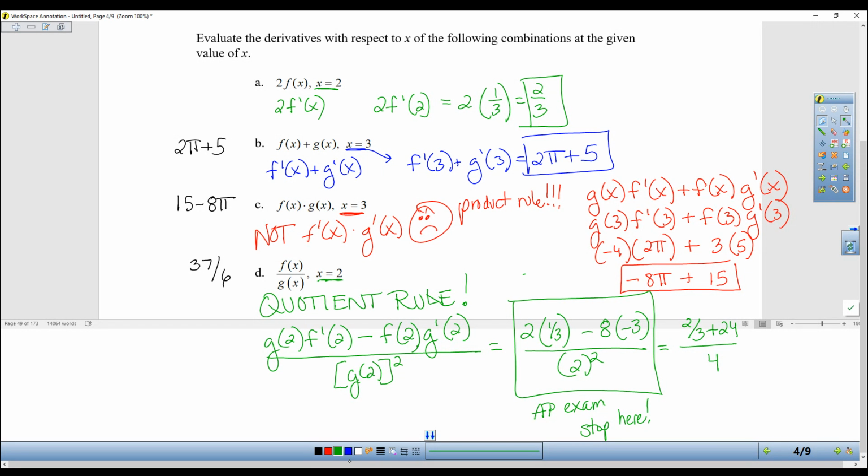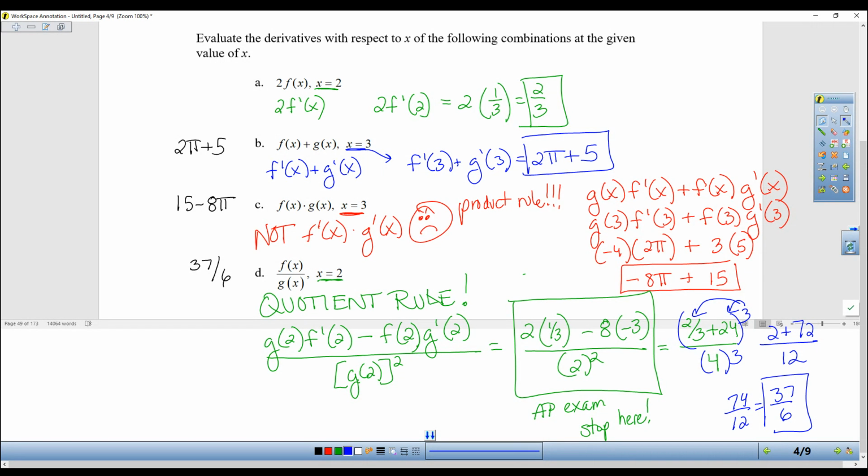So the easiest thing to do, because in a multiple choice they're not going to leave it like that, is to multiply the top and the bottom by 3. When I do that, I have to get out my calculator. 24 times 3, so I don't want to make a mistake, is going to be 72. 3 times the 2/3 is going to be 2. And on the bottom, I get 12. That's 74 over 12, which reduces to 37 over 6.